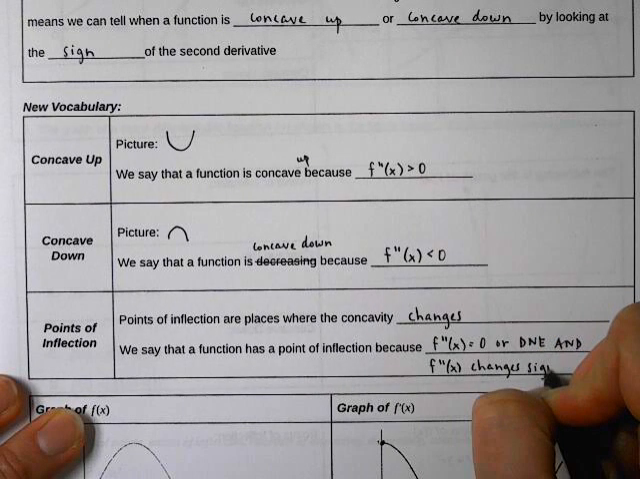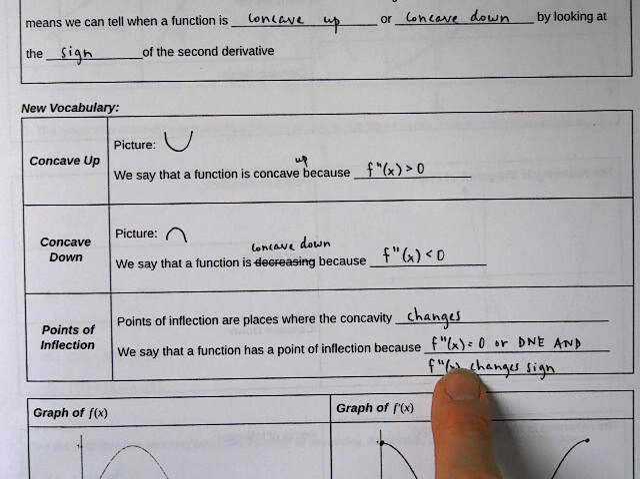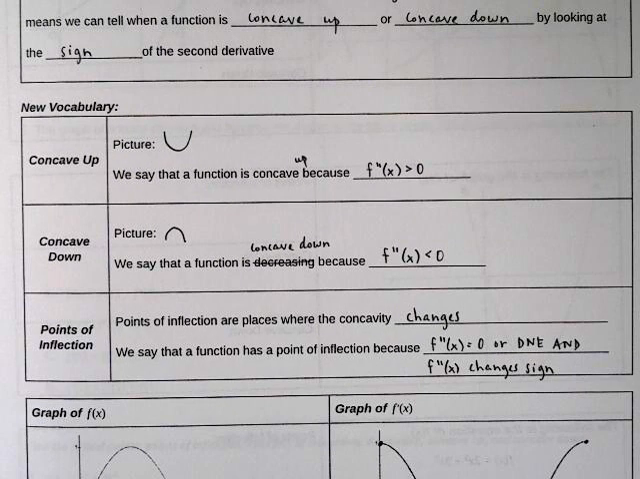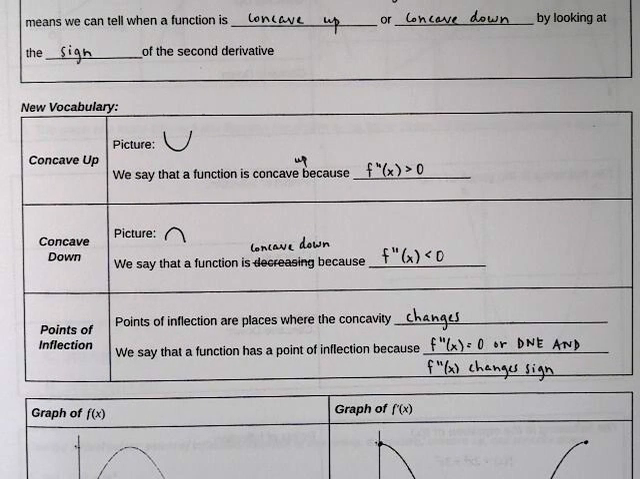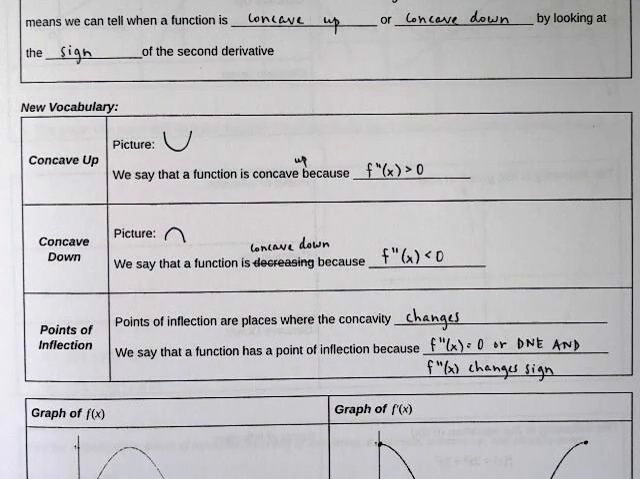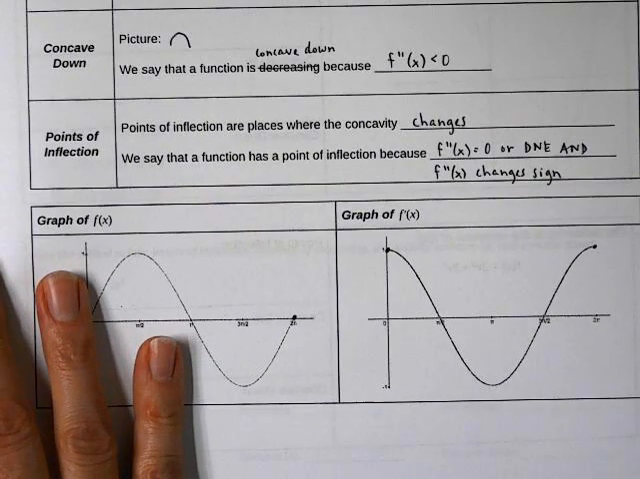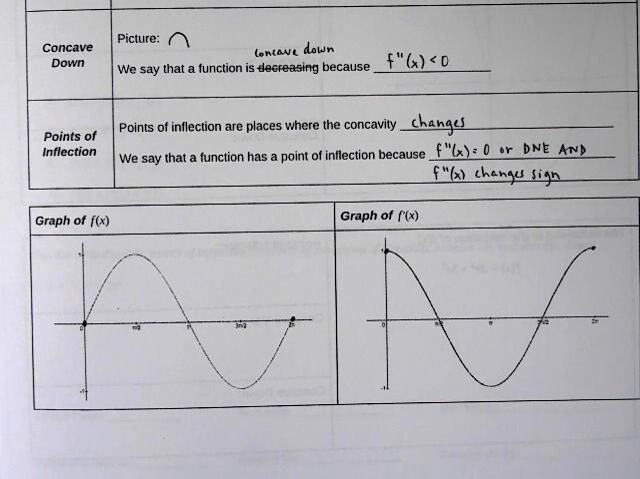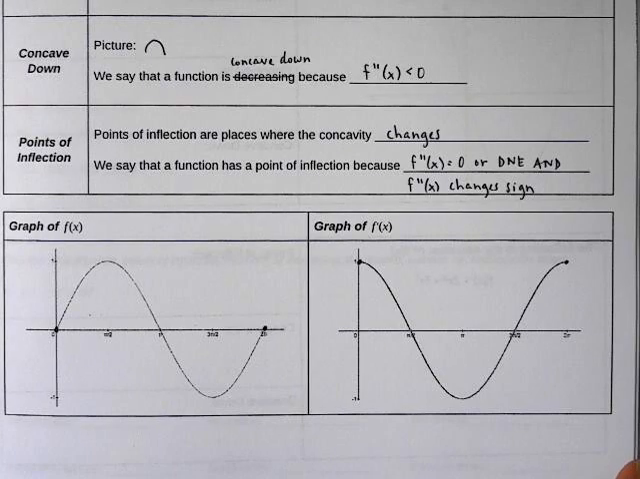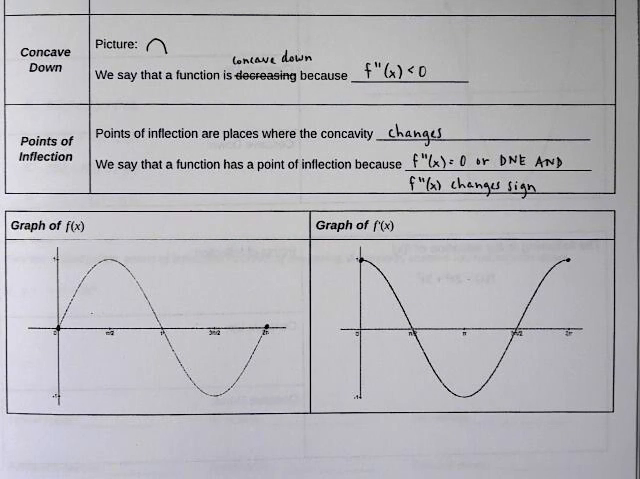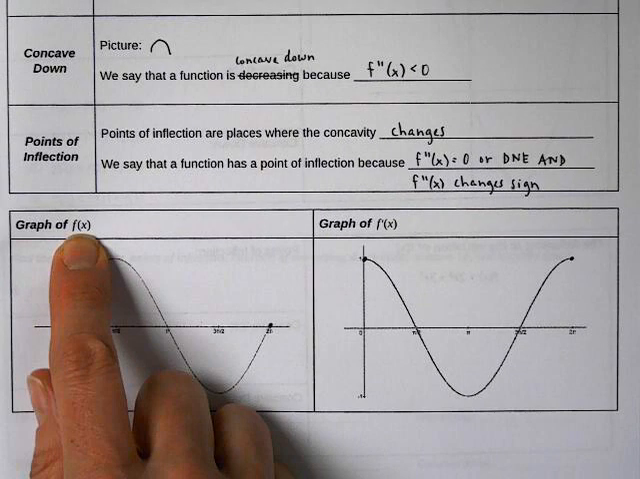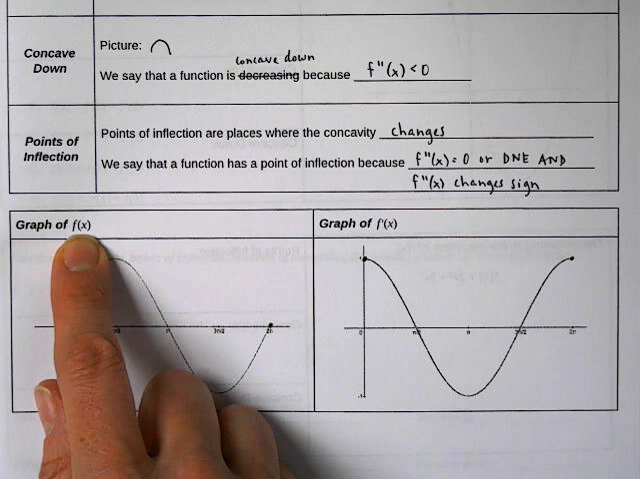So for a point of inflection, it's not enough for the second derivative to be 0 or does not exist. It has to be that value, and the second derivative has to change sign, either from positive to negative or negative to positive. So let's look at a couple examples on a graph here. When we're doing this work, and I've mentioned this before, the most important thing is to be really clear about the graph that you're looking at. So in this case, it's the graph of f of x, so our original function.